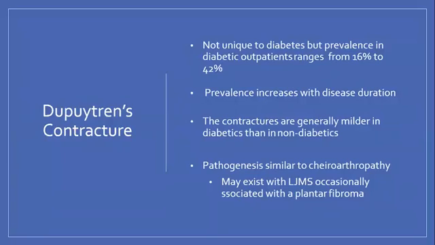Dupuytren's contractures are not unique to diabetes, but prevalence in diabetic outpatient patients ranges from 16 to 42%. Prevalence increases with disease duration. The contractures are generally milder in diabetics than in non-diabetics. Pathogenesis is similar to chiroarthropathy, and it may exist with limited joint mobility syndrome, occasionally associated with a plantar fibroma.